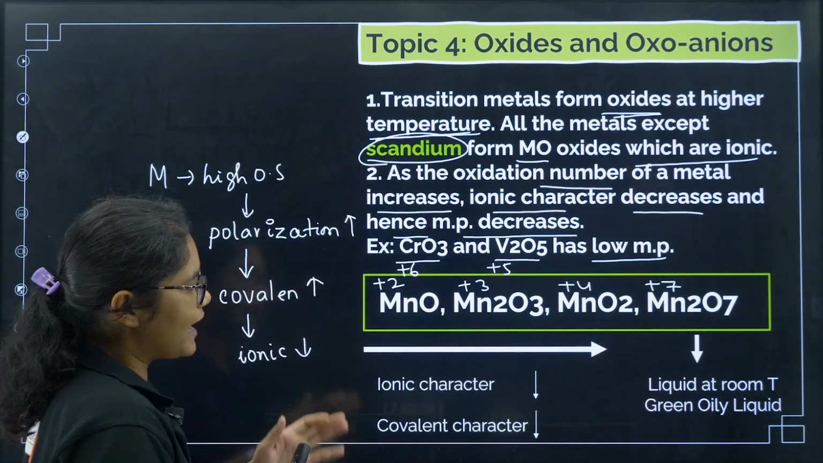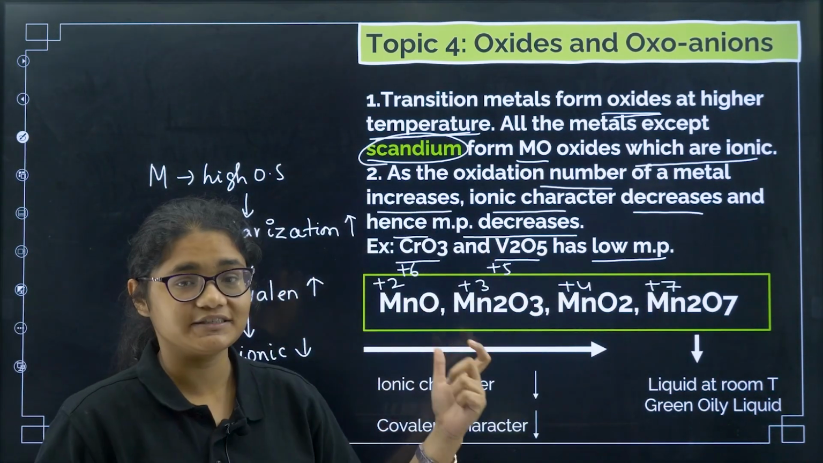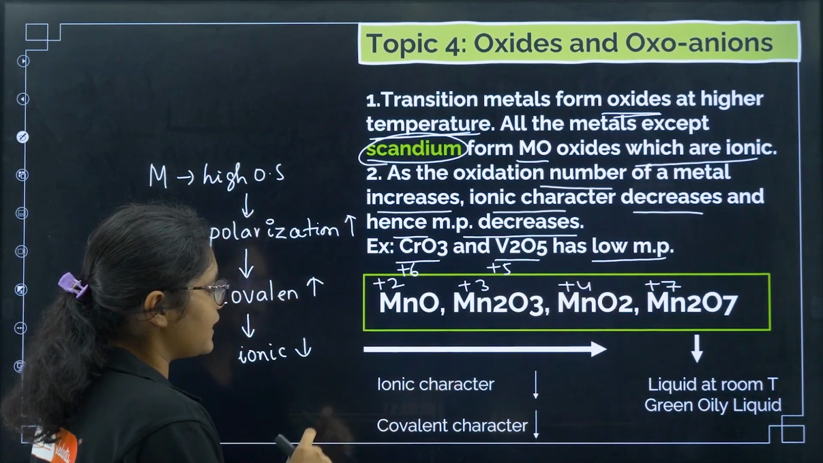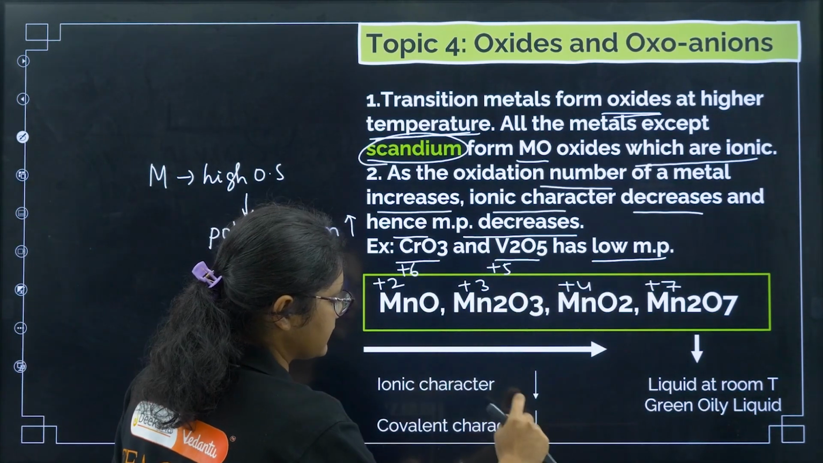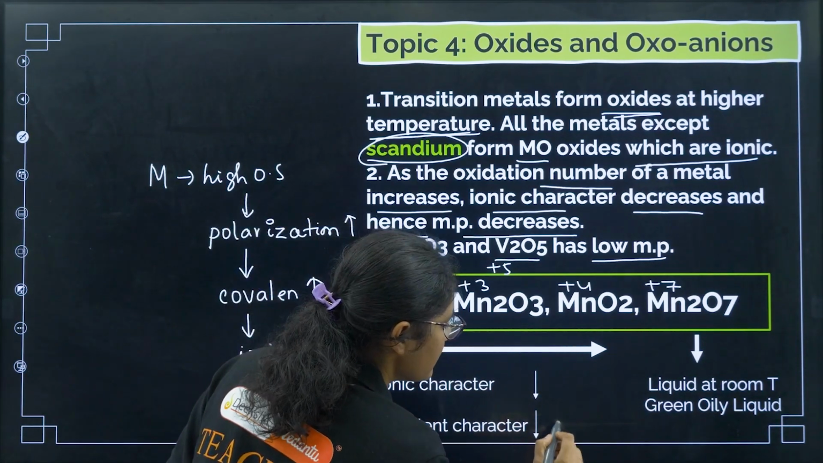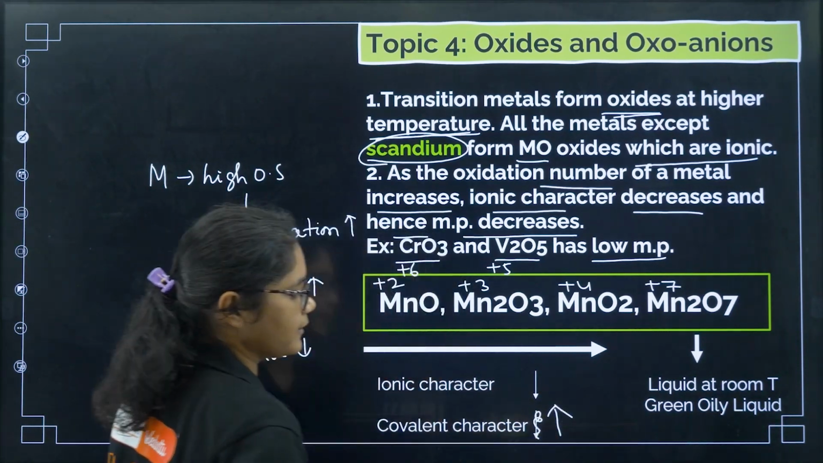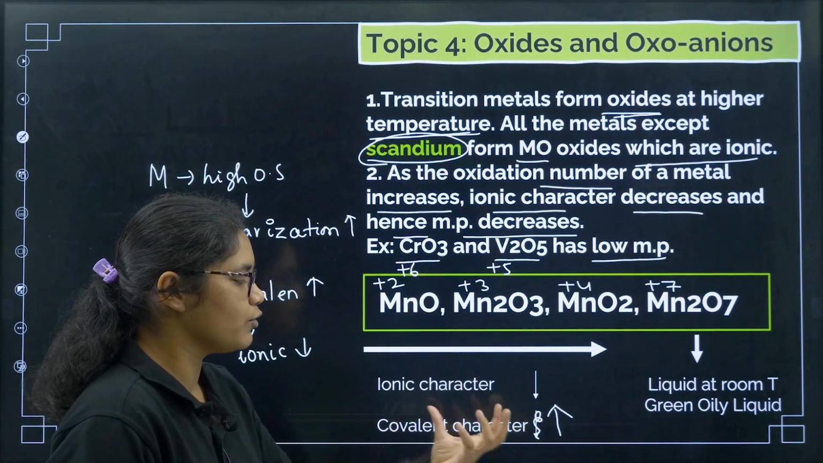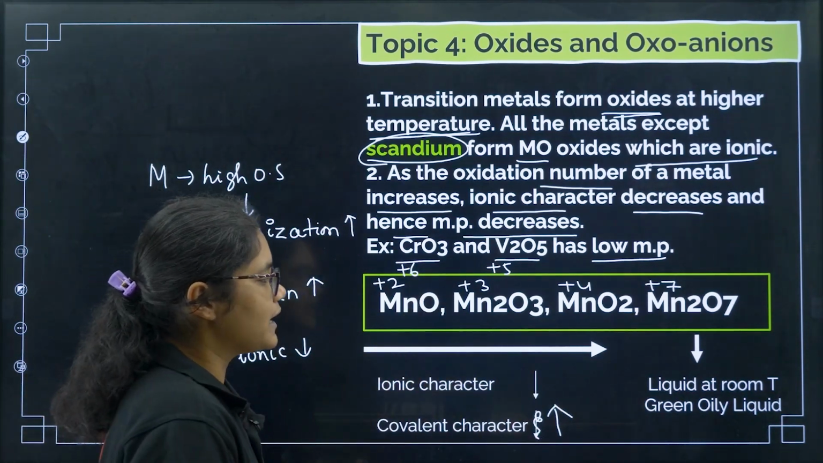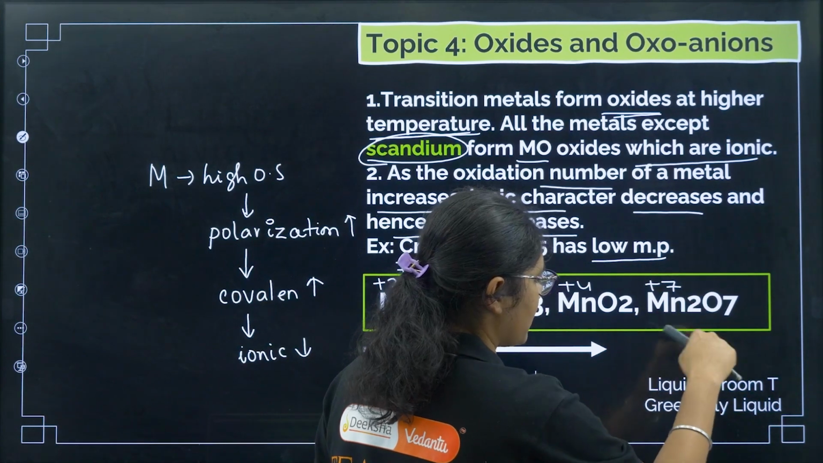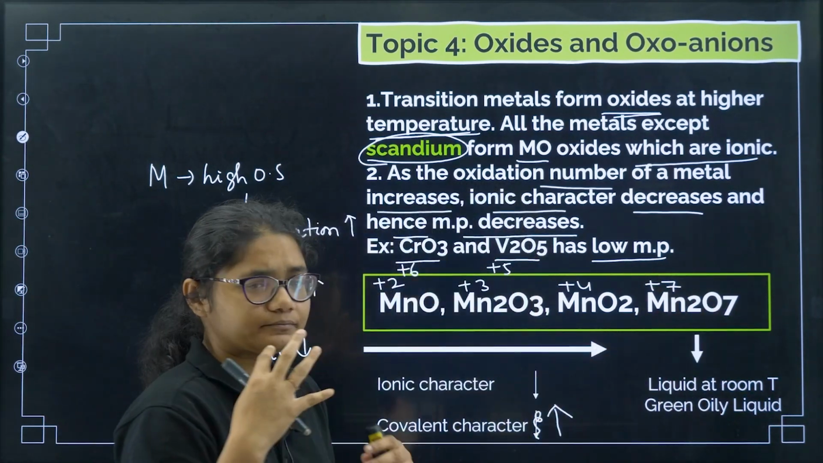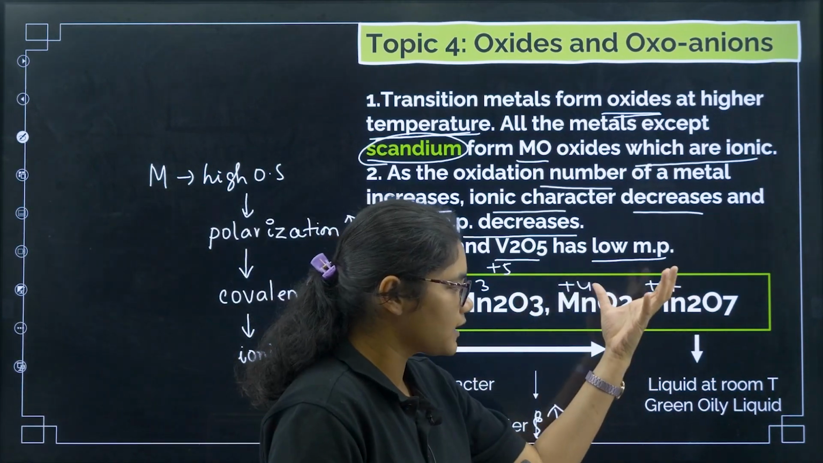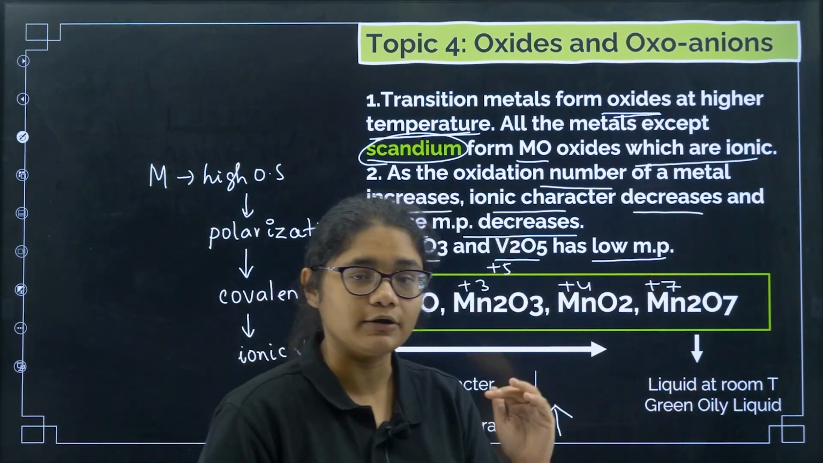Right? So now you see, as the oxidation state of the metal increases in these metallic oxides, the ionic character is decreasing and the covalent character is increasing. Okay, so the ionic nature of the metallic oxides decreases and the covalent nature increases. Now if you see the last one, Mn2O7, the covalent nature has increased so much that this compound exists in the liquid form at room temperature.